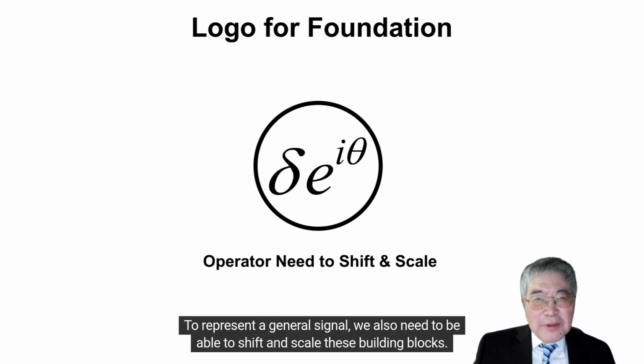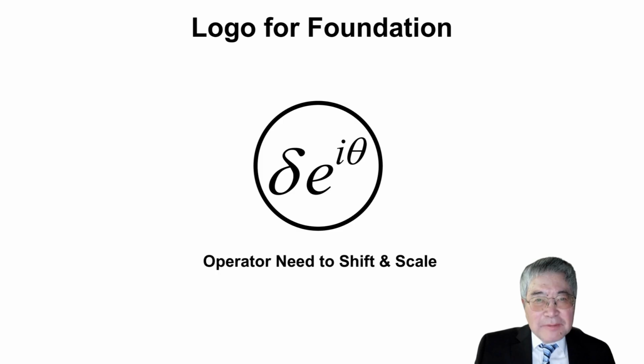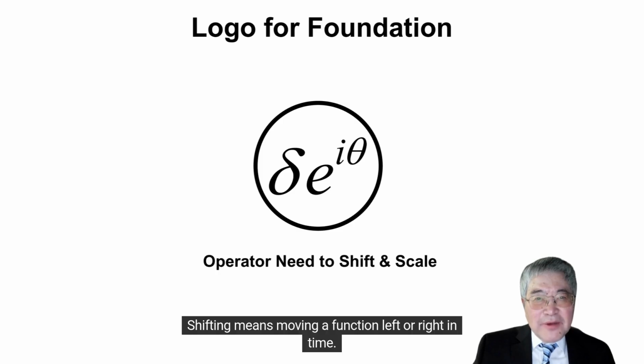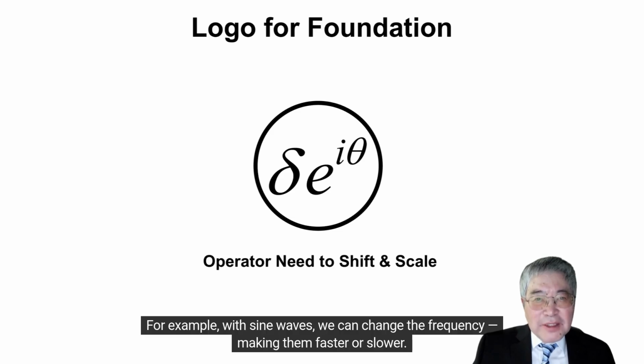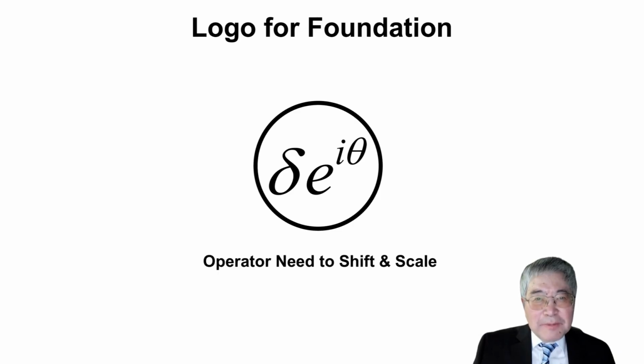To represent a general signal, we also need to be able to shift and scale these building blocks. Shifting means moving a function left or right in time. Scaling means stretching or compressing it or changing its amplitude. For example, with sine waves, we can change the frequency, making them faster or slower. We can also shift them in time, or scale the height, to make them louder or softer.